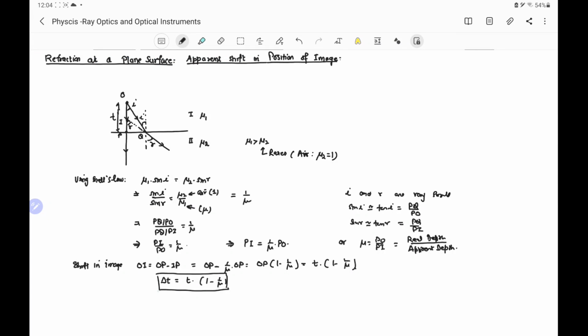We can write the expression of the apparent shift as delta t equals t into 1 minus mu 2 1, where mu 2 1 is the refractive index of medium 2 with respect to 1. Here the refractive index of medium 2 is 1 because it is the air medium, and the refractive index of the denser medium is mu.